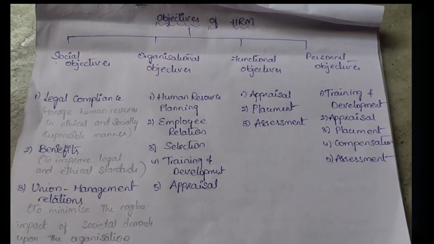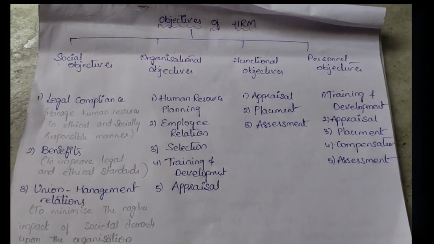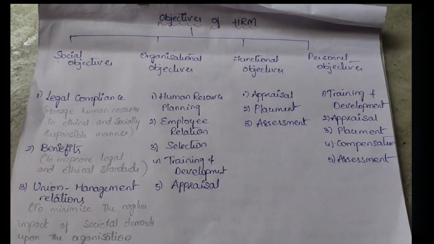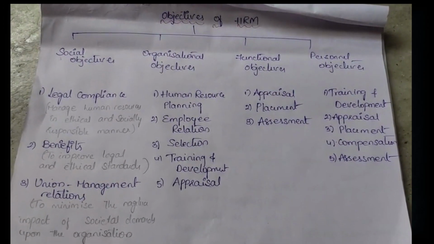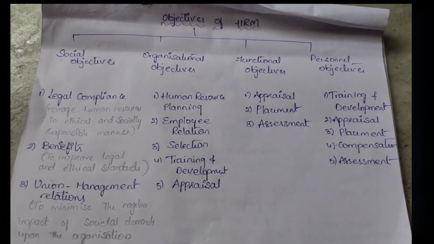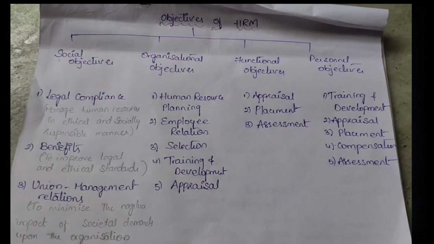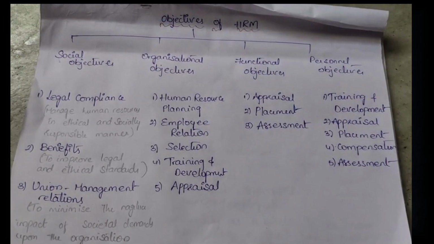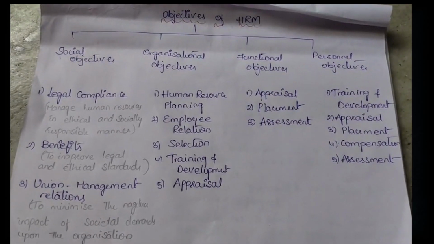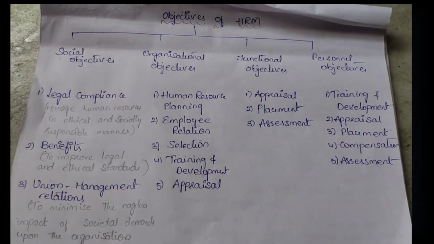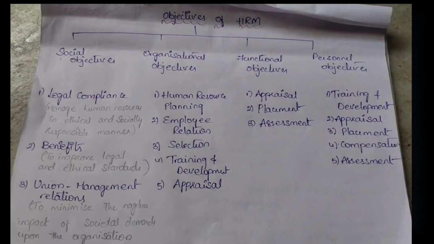Next question is objectives of HRM. So I have given you the structure. In this structure, if you observe, some points are repeated, so you can remember it easily. Let us see the structure and briefly I will explain it. Objectives of HRM can be divided into 4 types. That is social objectives, organizational objectives, functional objectives and personal objectives.